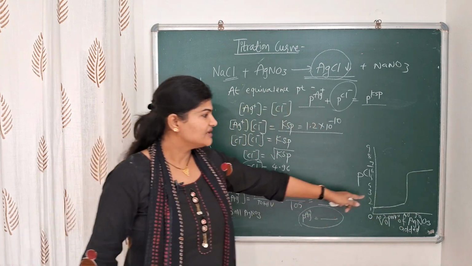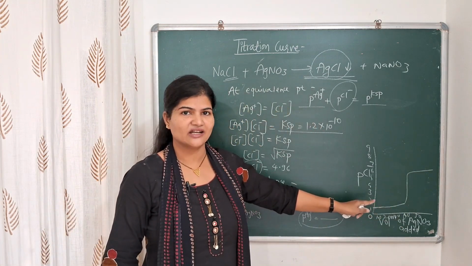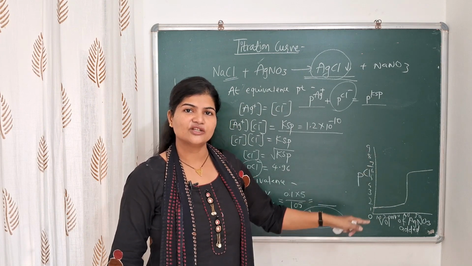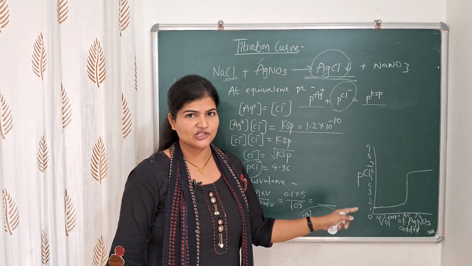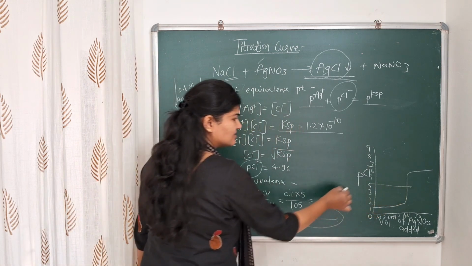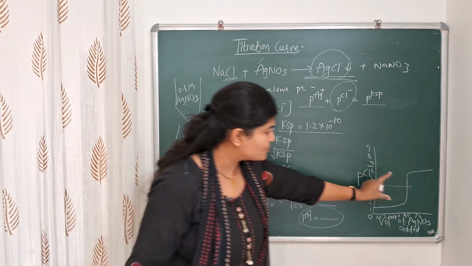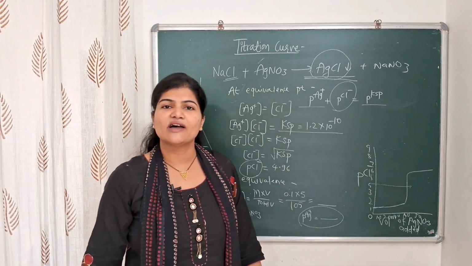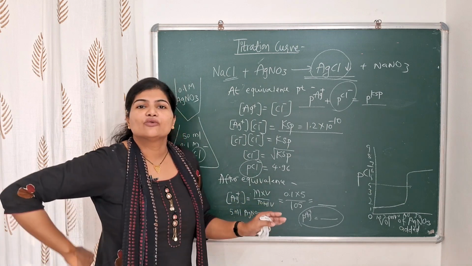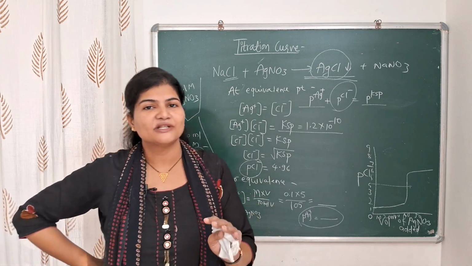So the graph will be the usual titration curve graph with this shape and having a drastic change near the equivalence point. And if you plot the midpoint of this curve or this change, this portion, it will give you the equivalence point of that particular titration. So this is how we are going to plot the titration curve for precipitation titration.